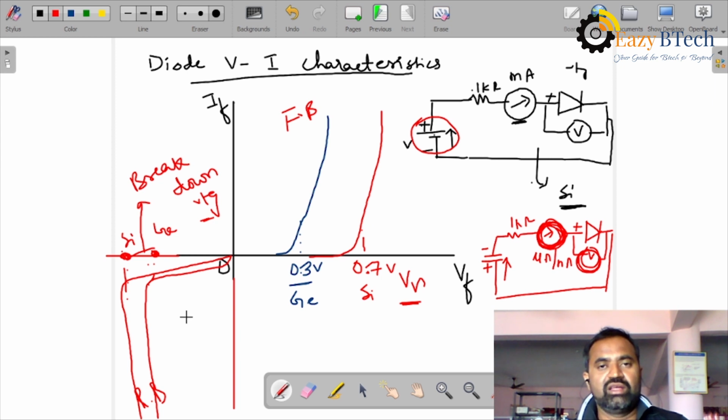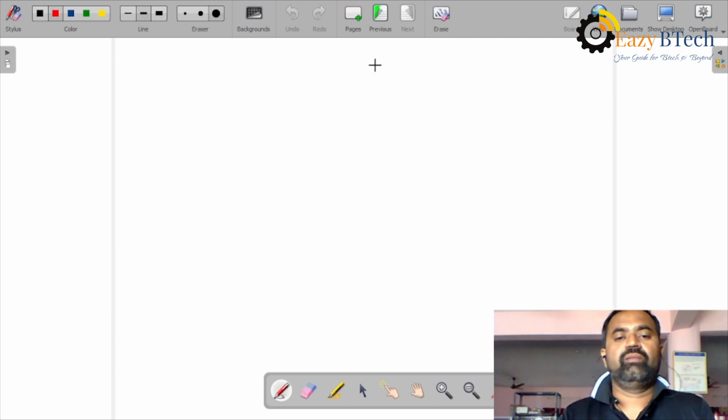Always remember, the breakdown voltage is inversely proportional to the doping concentration. For a lightly doped material, breakdown voltage is greater. For a heavily doped semiconductor, the breakdown voltage is very small. These are some VI, voltage and current characteristics of the diode.